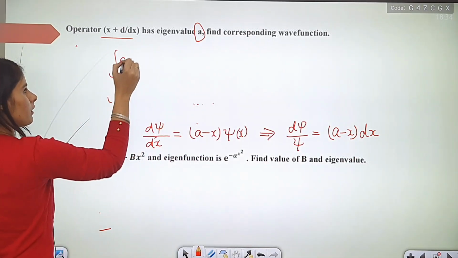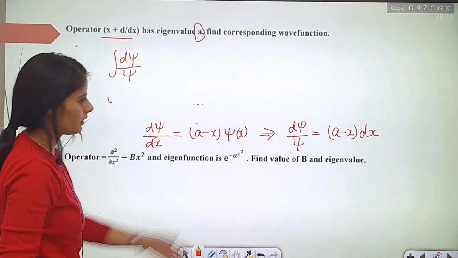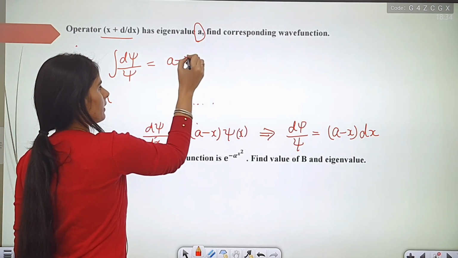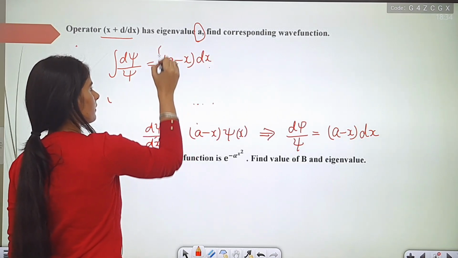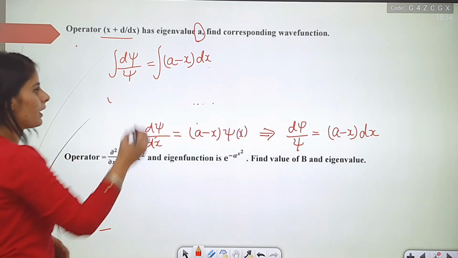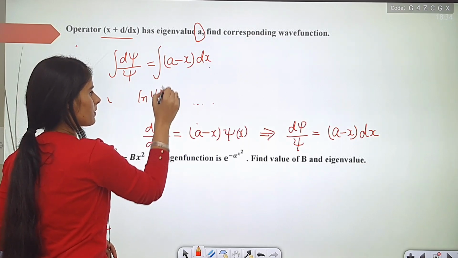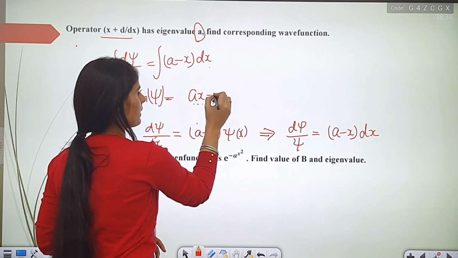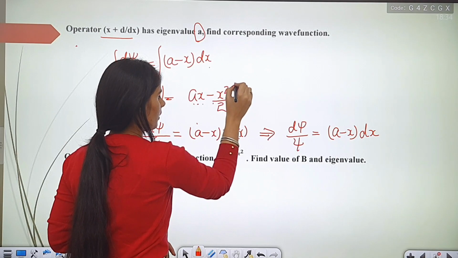Integrating, d psi over psi is equal to (A minus x) dx. So 1 upon psi, that means natural log of psi is equal to Ax minus x square divided by 2.